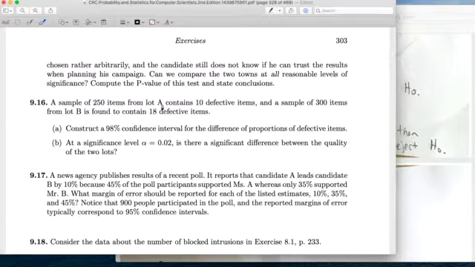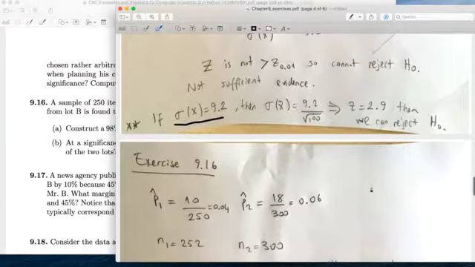So let's call this P1 hat, let's call the other one P2 hat. P1 hat is simply 10 divided by 250, which is 0.04. So that's the proportion for sample A. Actually, I could have called them PA and PB instead of P1 and P2.